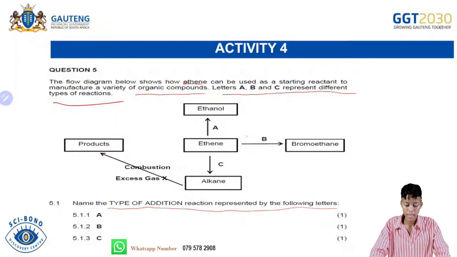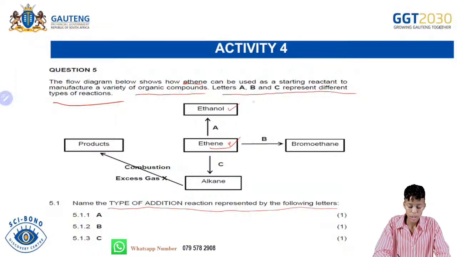Remember we said with an addition reaction, we are moving from an unsaturated to a saturated compound. But now they already told us that we have an addition reaction. Now we need to give the type of addition reaction. So with ethene, the homologous series is the alkenes. So we already know that the alkene will have a double bond.